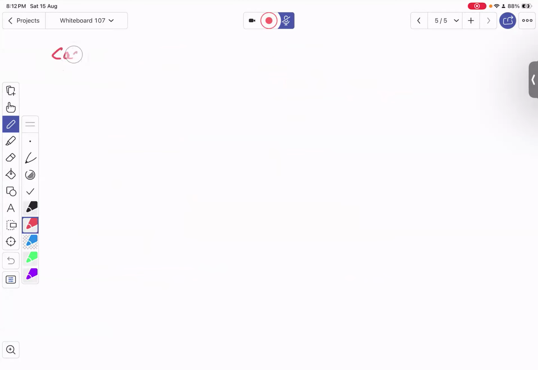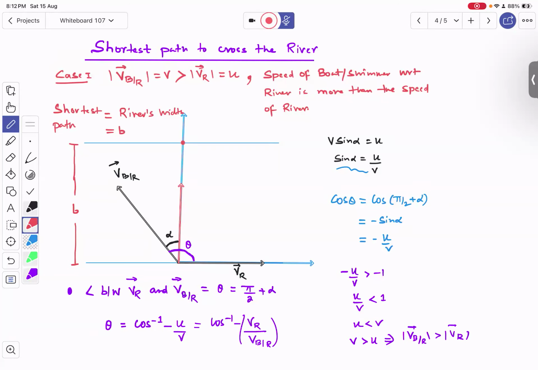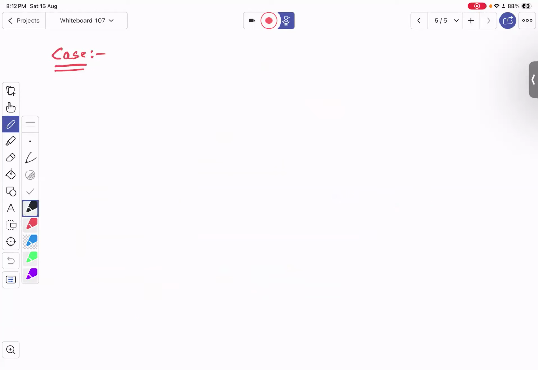Case 2 is the case when zero drift is not possible. So in this case, what happens? The boat will be reaching the opposite side of the bank directly here, no? So the boat starts here and reaches here. So in this case, zero drift will not be possible. It is the case when the speed of the river is more than the speed of the boat or the swimmer with respect to the river. So in this case, zero drift is not possible.